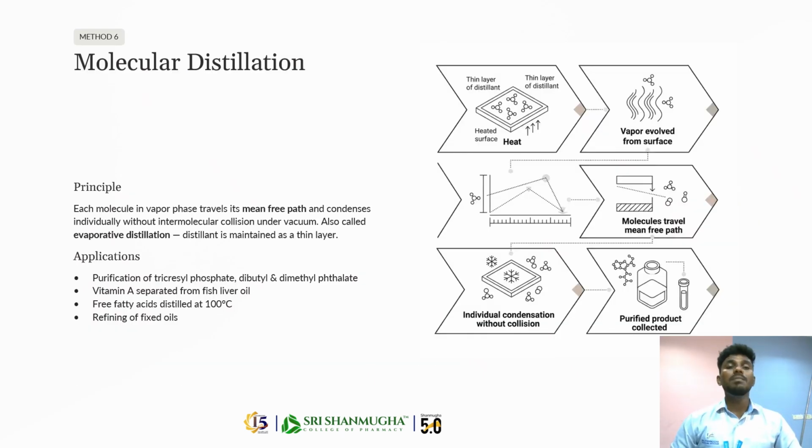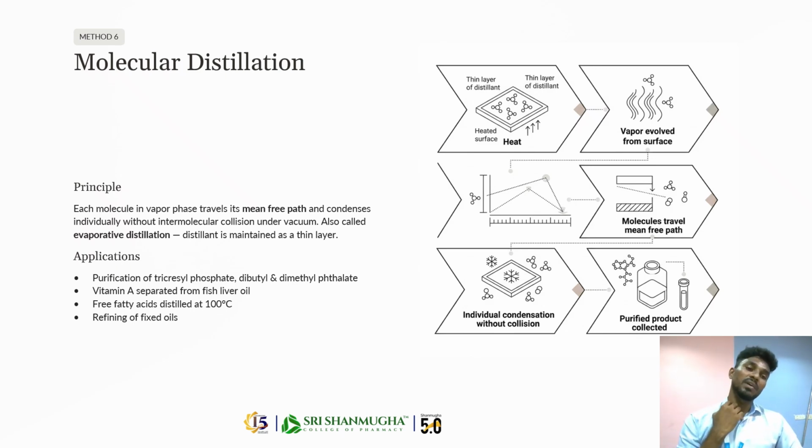And the sixth one is the molecular distillation method. The principle of the instrument: each molecule in the vapor phase travels its mean free path and is condensed individually without intermolecular collision under vacuum. It is also called evaporative distillation. The distillation is maintained as a thin layer. So this is the basic principle of this instrument.